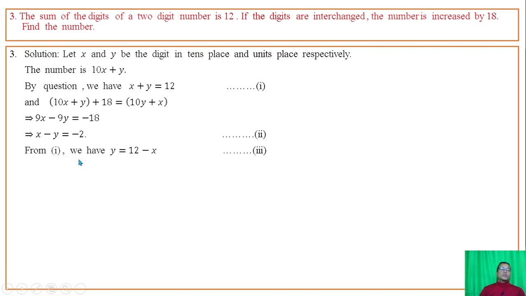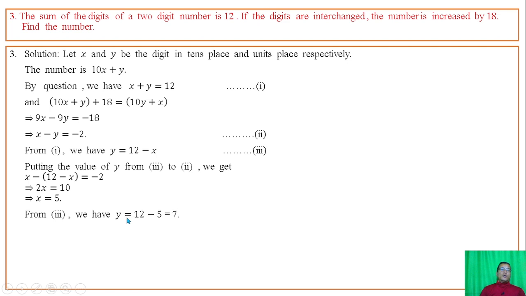From equation 1 we have y equal to 12 minus x, which is equation 3. This is the method of substitution. Putting the value of y from equation 3 into equation 2, we have x minus (12 minus x) equal to minus 2. Solving, x is 5. Substituting in equation 3, y equal to 12 minus 5 is 7.